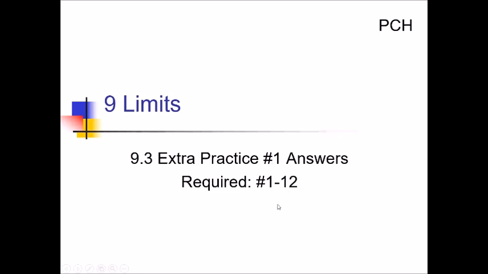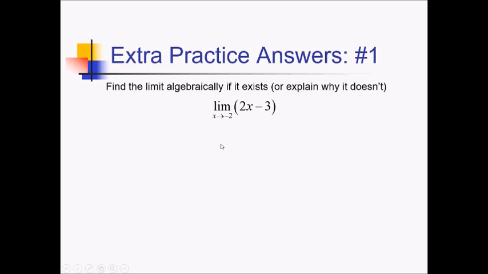On this problem, we're trying to find the limit of this polynomial as x approaches -2. Now, since this is a polynomial, we know that the limit and the function value are going to be the same thing, so we just have to plug in -2 to see what this comes out to. So that's going to be 2 times -2 minus 3, so -4 minus 3, which is going to be -7.